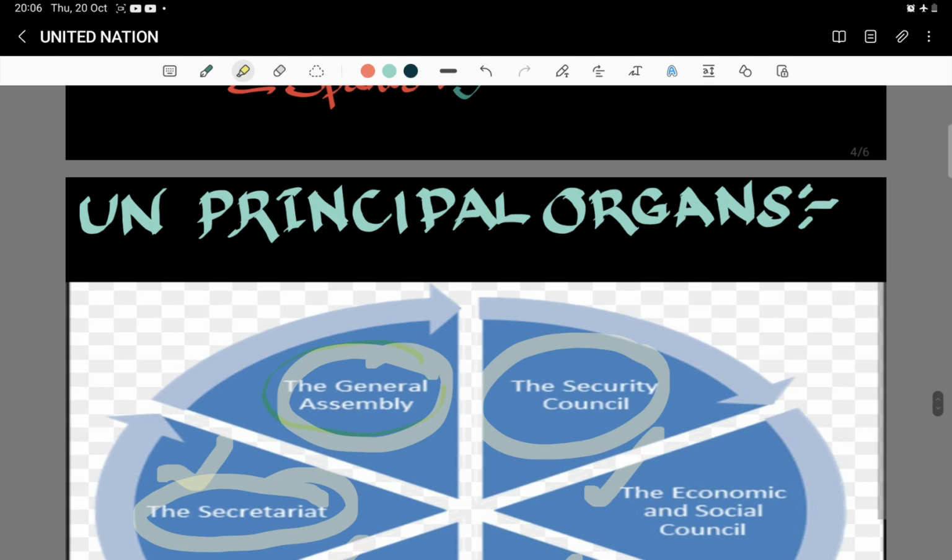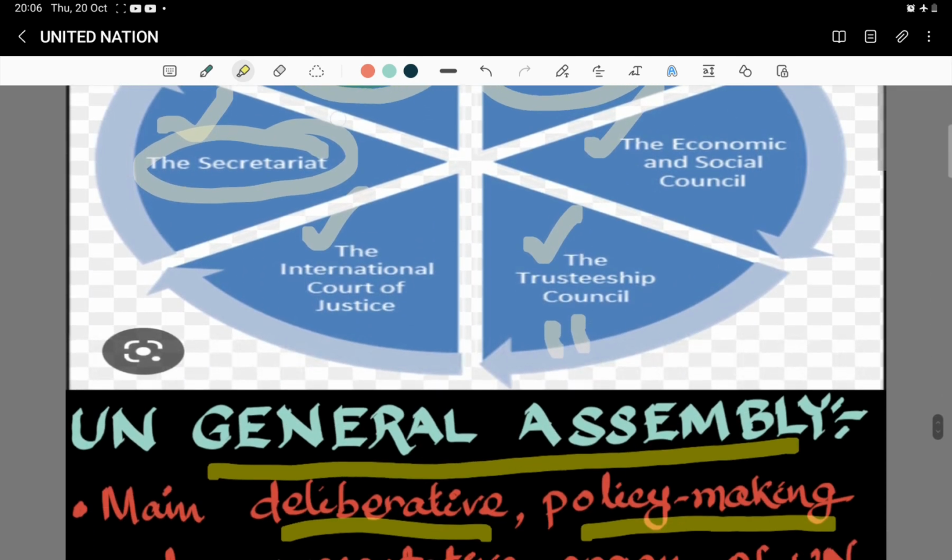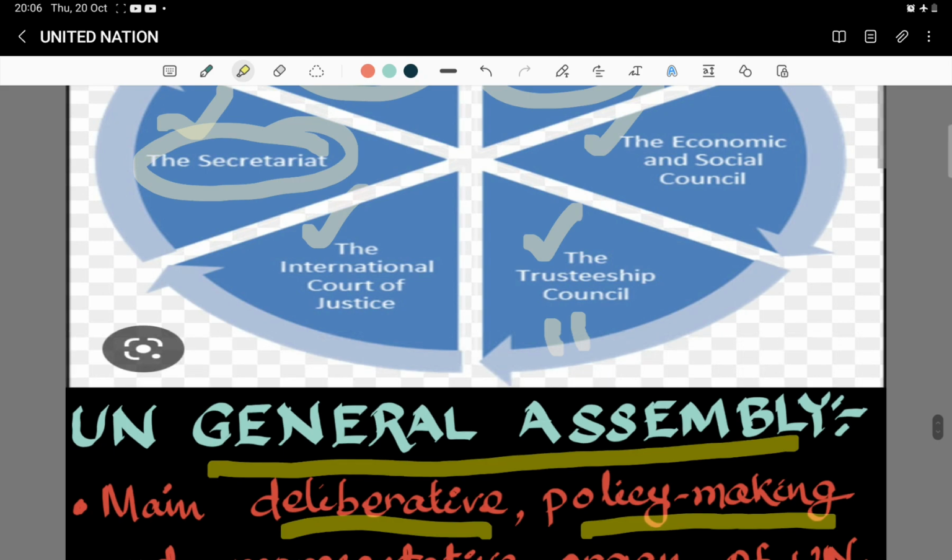The United Nations has 6 principal organs. The first one is the General Assembly, which is the main policy making organ of the United Nations. The second one is the Security Council, the main body responsible for peace and security of the member states. And the Economic and Social Council is the principal organ charged with coordinating the economic and social work related to the United Nations missions.